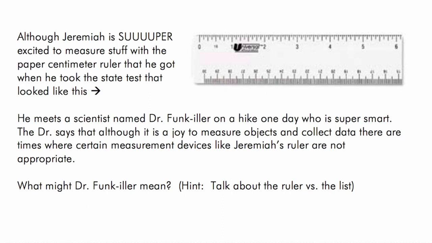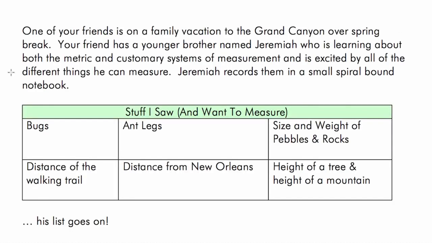Let's look at Jeremiah's list of things he's measuring. He wants to measure bugs and ant legs. These are all small things, so that ruler might actually be a good thing for these two. He wants to measure the distance of the walking trail. Well, that would mean he would have to put that little ruler down probably hundreds and hundreds of times. Distance from New Orleans, Grand Canyon and New Orleans is going to be hundreds of miles for sure. The size and weight. Well, he can't use that ruler to measure the weight, but he could use that ruler to measure the size of pebbles and rocks. So I think the first 3 things here, you would use that ruler.